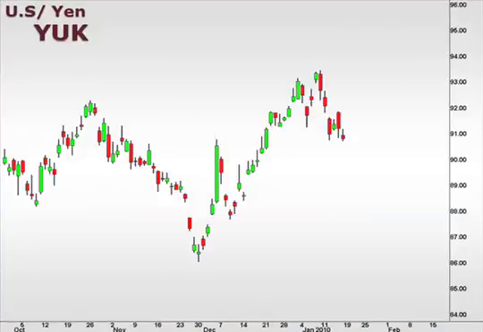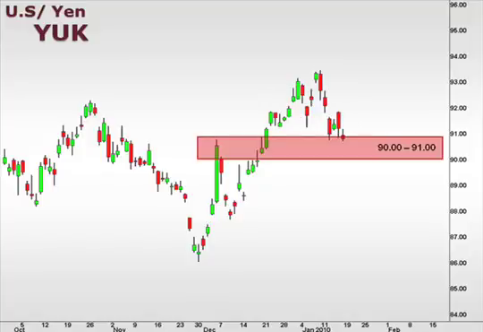Next up, the YUK, the US versus the Japanese yen. Now, we do see what appears to be a continuation wedge forming here in our pair value, which is essentially retraced down to find some support at the 90.91 focal zone.